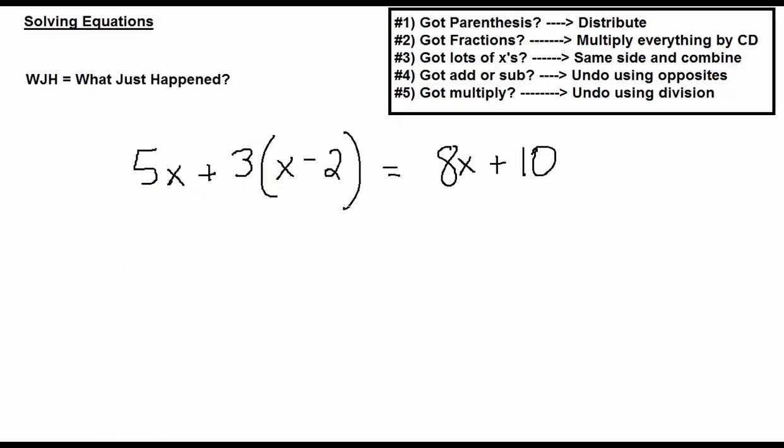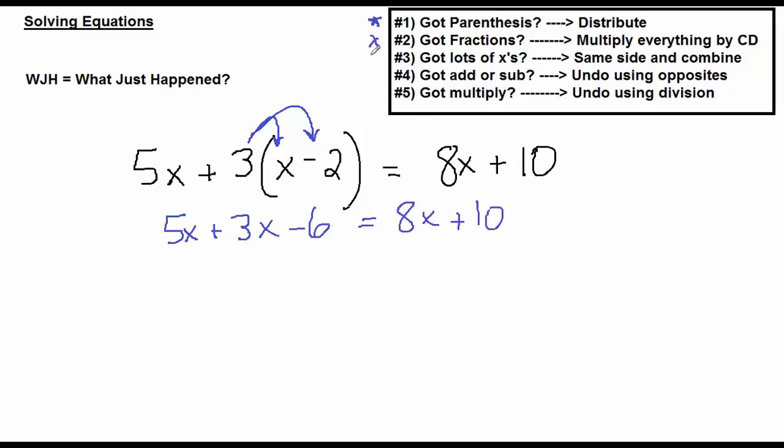There are some situations when you're solving equations where something really strange can happen. And I want to show you this to make sure everybody's aware of this particular situation. Let's pretend I was solving this problem here. 5x plus 3, open parenthesis, x minus 2, close parenthesis, equals 8x plus 10. As I work on my 5 gots, I've got parenthesis, so I take the 3 into the parenthesis here. I get 5x plus 3x minus 6 equals 8x plus 10.